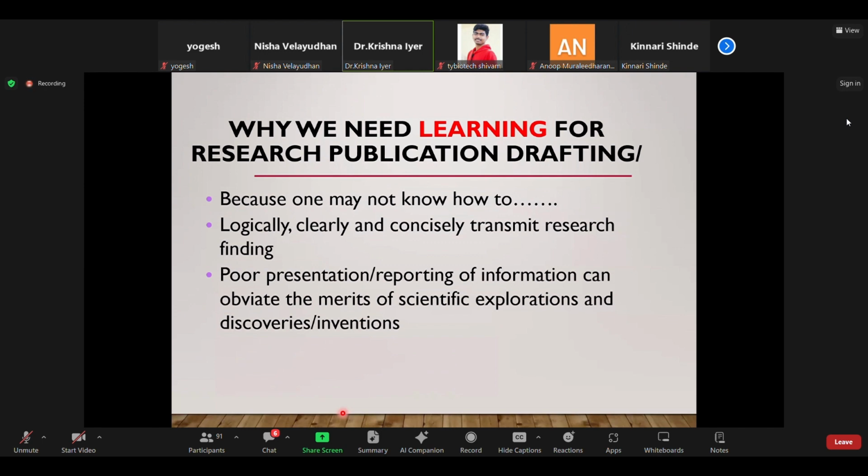Okay. And of course, in the end, you might do great research, but if you're unable to present it correctly, a poor presentation or reporting of information can actually negate all the merits of all the good science that you have done or the discovery or invention you have made. Okay, so even from a selfish perspective, if you have done good work, you better learn how to write it in a nice fashion so that others can appreciate what you have done. Okay, and that's a need of the hour.